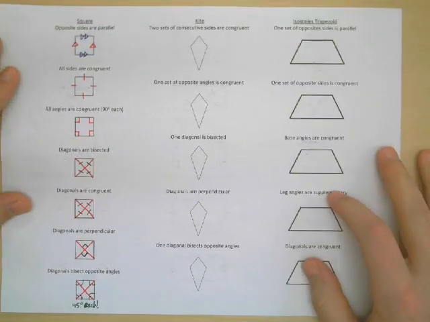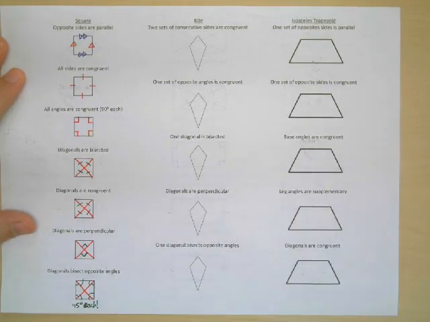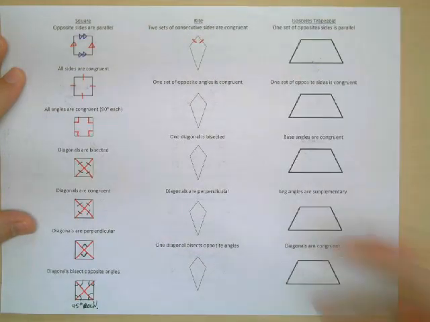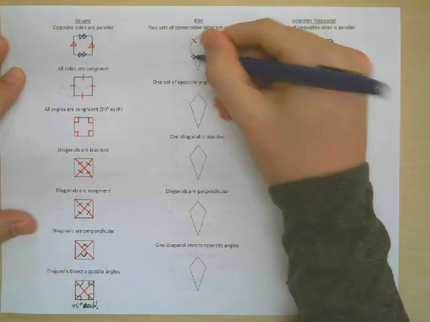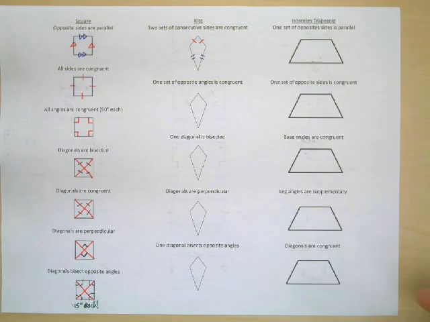Moving on to the kite, two sets of consecutive sides are congruent. That means that we're going to put a single red tick on the two sides near the top, and we're going to put blue double ticks on the two sides near the bottom.